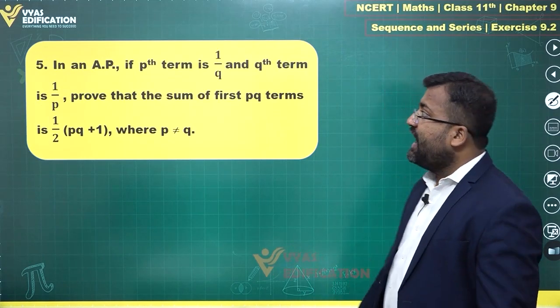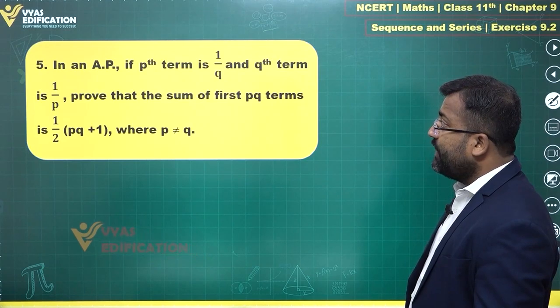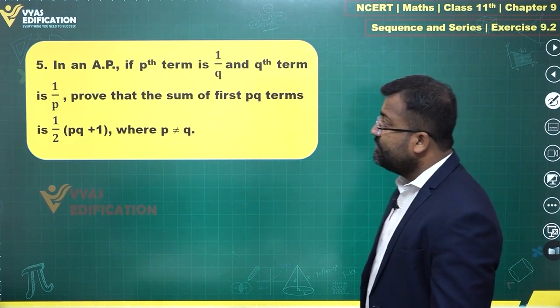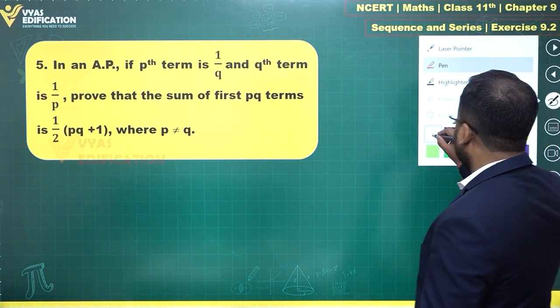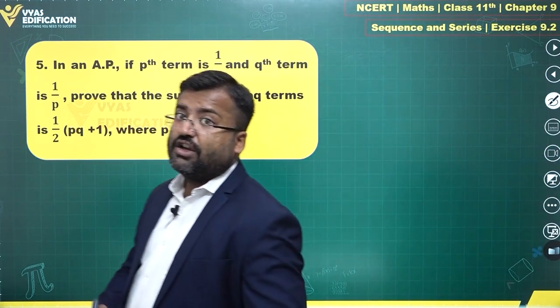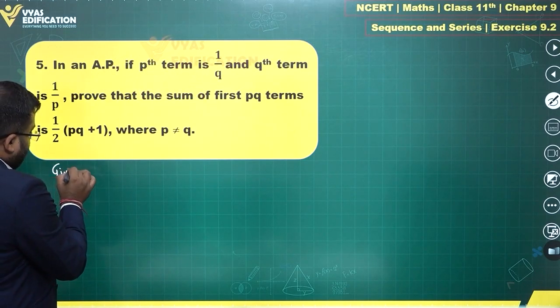In the fifth question we have: in an AP, if the pth term is 1 by q and the qth term is 1 by p, prove that the sum of the first pq terms is half times pq plus 1, where p is not equal to q. Once again we are talking about a question which says prove that. So let's first write whatever is given.